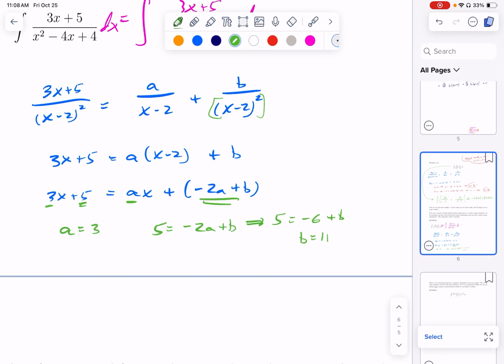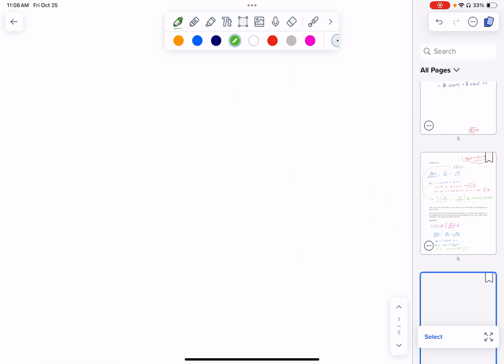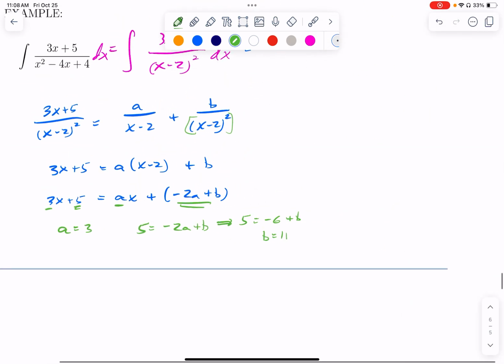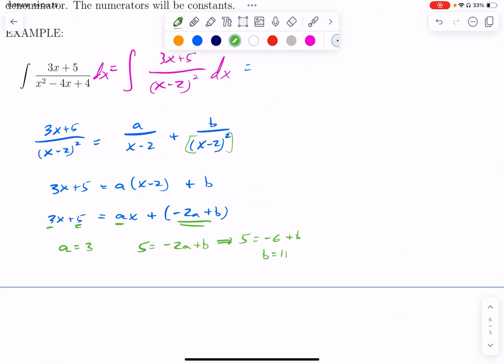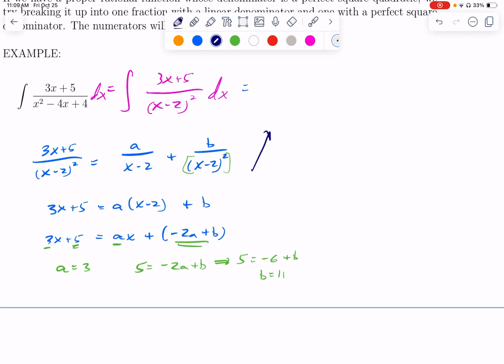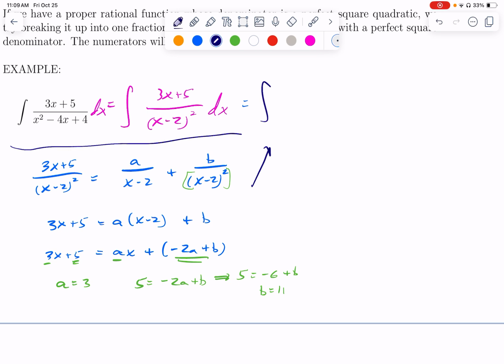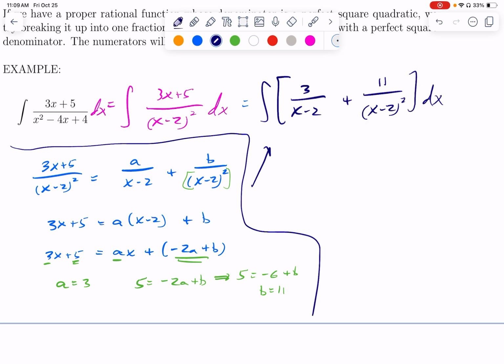I'm going to need to create another page here. I write kind of big when I do this. So we have created our partial fractions decomposition. Actually, I can squeeze it in back here. So this was just my algebra on the side. Now I'm going back to the problem. So a was 3. This is 3 over x minus 2. And b was 11. This is 11 over x minus 2 squared. The first one we do with natural log.